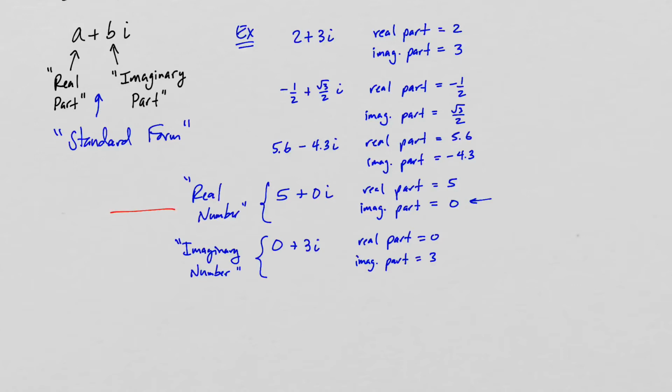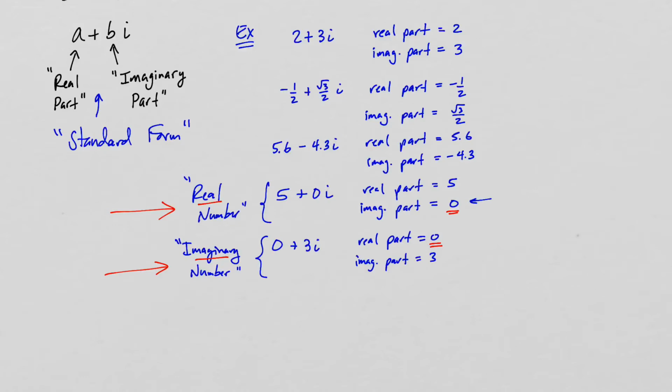So every single number that you see listed here, these are all complex numbers. These two situations are special situations. If either the imaginary part is 0 or the real part is 0, you either have a real number or you have an imaginary number. Okay? So again, all of these are examples of complex numbers.